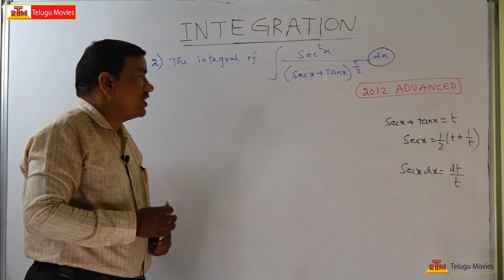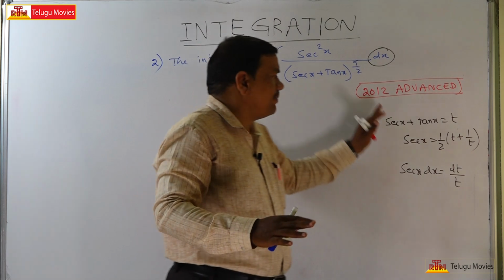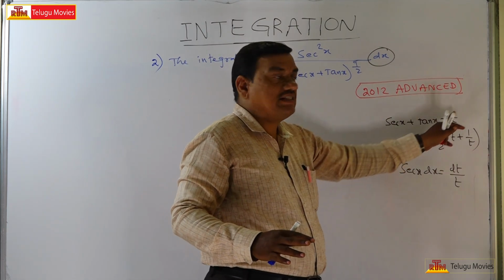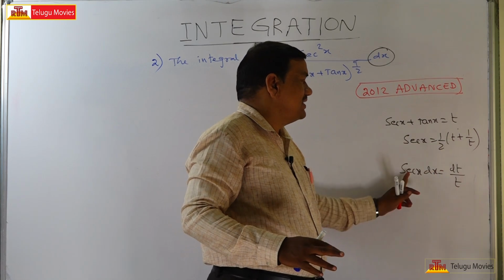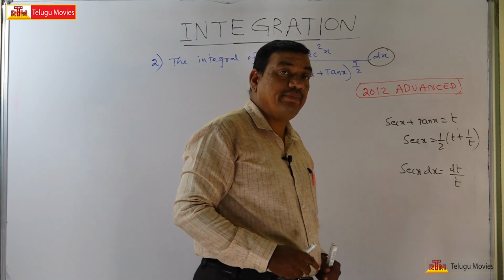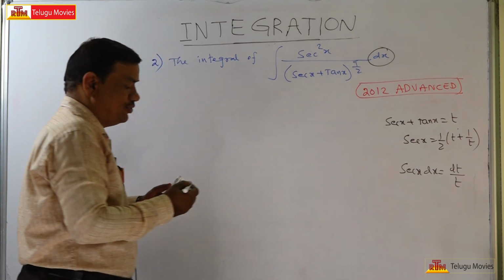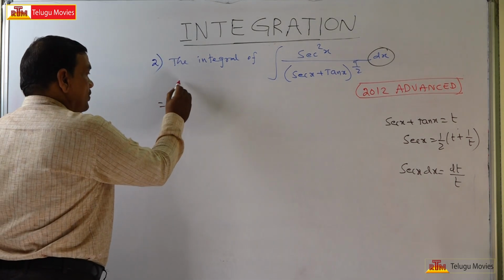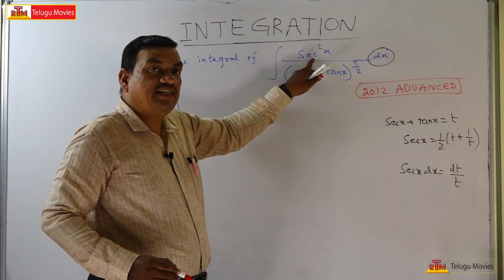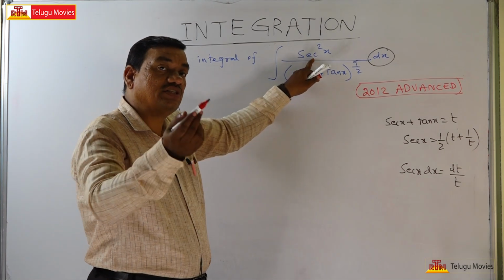Welcome back to our calculation. Here everything is prepared. Secant x plus tan x is equal to t, secant x is equal to 1 by 2 of t plus 1 by t, secant x dx is equal to dt by t. So let us substitute everything there and see what happens. So this is equal to the integral of, this is secant square x, that is secant x into secant x.